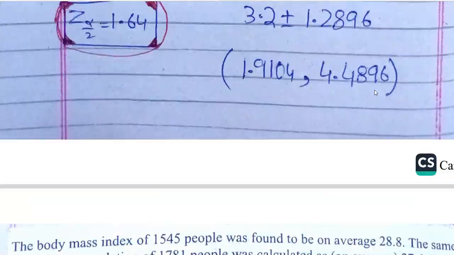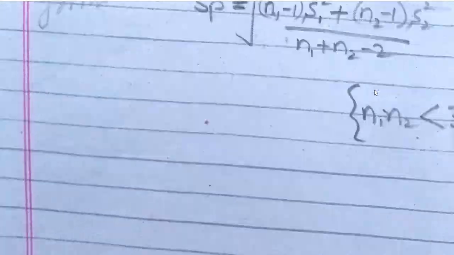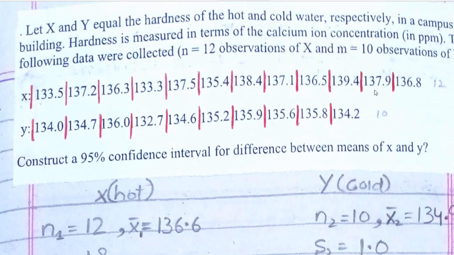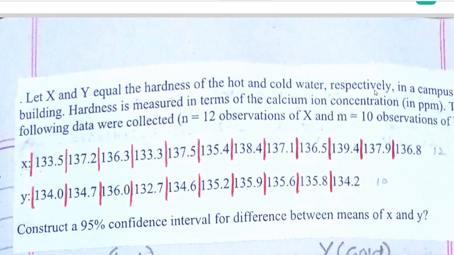Okay. The question I was talking about was this, where you are given raw data like this one. So here you have to find x1 bar and s1 square, s1 and x2 bar and s2 using that calculator function. I'll be uploading that part in a separate video, so you can just conclude that.